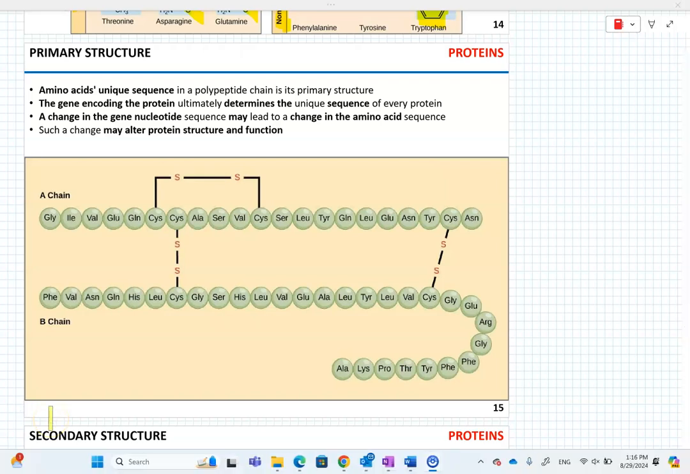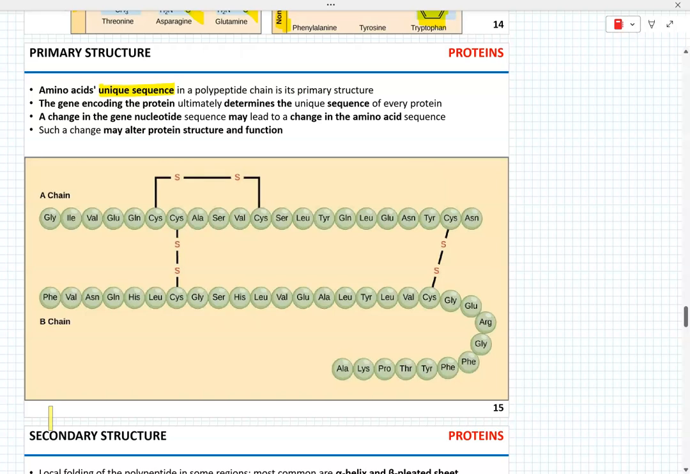The unique sequence of amino acids in a polypeptide chain, as the sequence shown on this illustration, the sequence of amino acids in the molecule of insulin, is called its primary structure. Every protein is encoded by a gene. The sequence of nucleotides in a gene determines the sequence of amino acids in a protein.